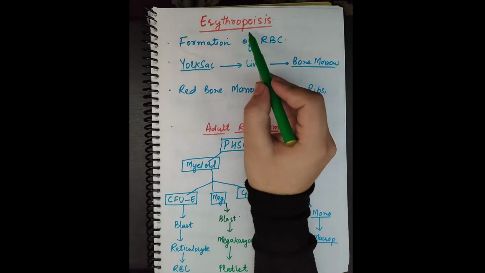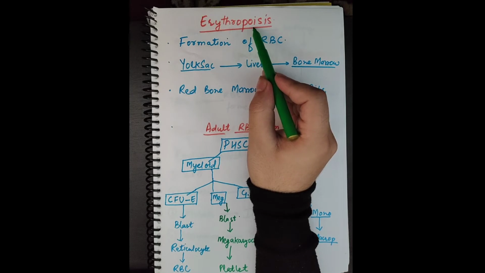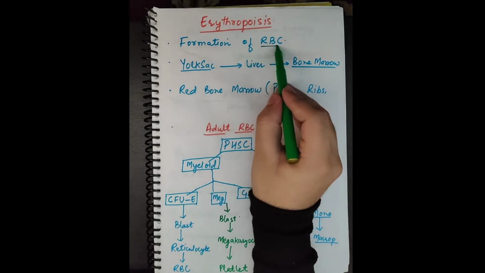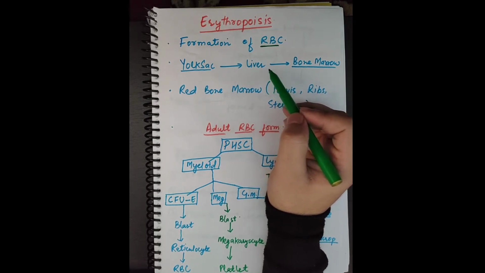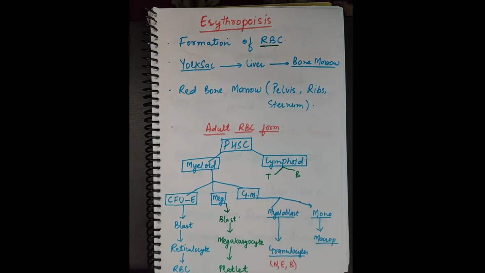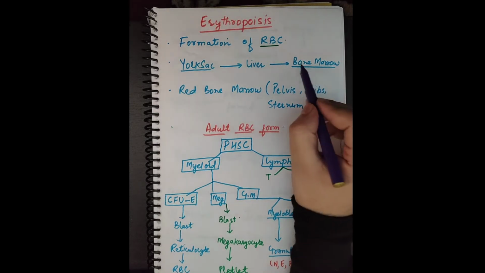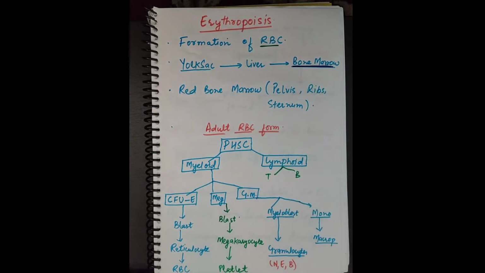Erythropoiesis. The word erythropoiesis means formation of RBCs. So this is a process by which RBCs are formed in the body. RBC stands for red blood cells. If we see in a mature individual, the RBCs are formed in the bone marrow. Bone marrow is a very important organ of our body which is involved in the synthesis of these RBCs.